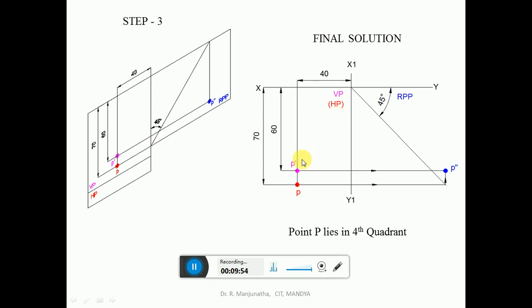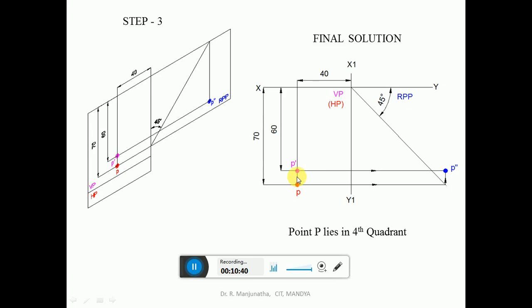Now the distance with respect to the profile plane, that is in front of RPP, is seen in both VP and HP. Since VP and HP both are below the XY line, from the X1 Y1 line you measure 40 mm and draw a vertical projector, which is going to be a thin line. Then the distance below HP is seen in VP. So from the XY line, from this point you measure the distance of 60 mm below HP and mark this point as P dash. Then the distance in front of VP is seen in HP. Since HP is also below the XY line, from this point you measure 70 mm and mark that point P, small p here.